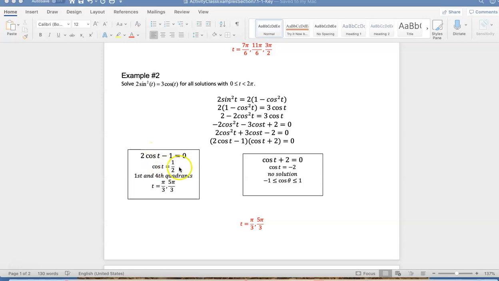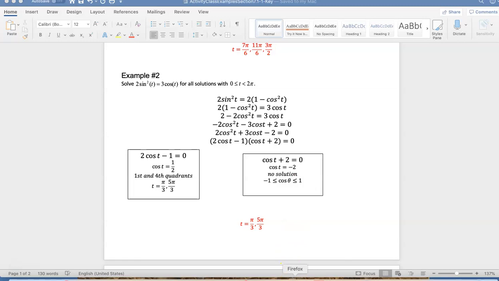If cosine t is equal to 1/2, that's positive. So that's the first and fourth quadrants. Cosine is 1/2 at 60 degrees, or pi over 3. And that's first quadrant. The fourth quadrant would be 2 pi minus pi over 3. 2 pi is 6/3 minus 1/3 is 5/3. Over here, you move it over. Cosine t cannot equal negative 2.